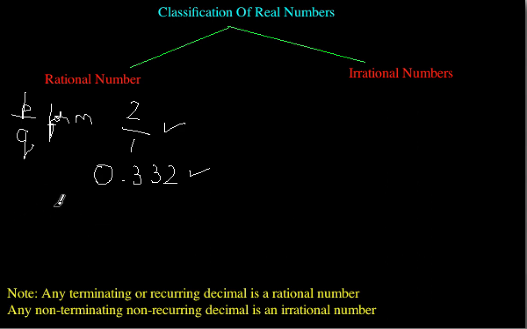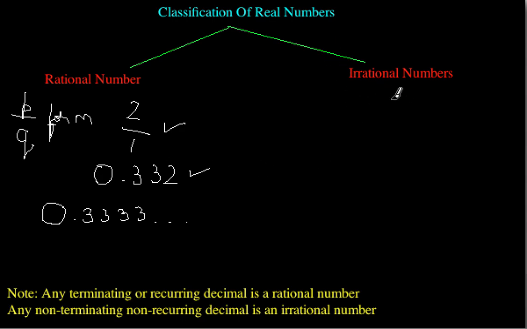Similarly, we have something called recurring decimals, so this could be 0.3333 and so on. In the next lecture we'll see that even a recurring decimal can be written in P upon Q form. We'll look at that conversion in the next lecture, and as they can be written in P upon Q form, they are also rational numbers. So all the numbers which can be written in P upon Q form are rational numbers.